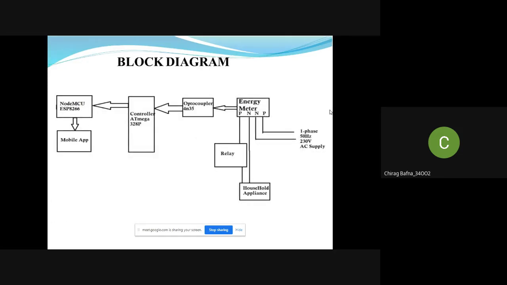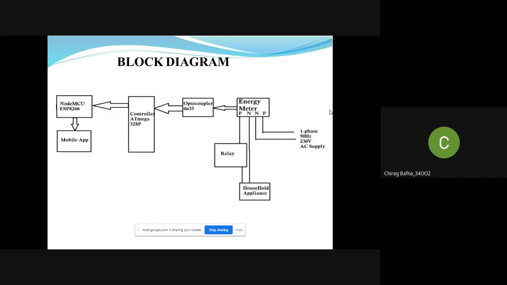This is the block diagram, in which the energy meter has four terminals, out of which two terminals are from the distribution and another two terminals are the output, which is given to the relay and other household appliances. After that, there is an optocoupler. This senses the reading of that meter every second and passes it to the controller, the ATmega328P.